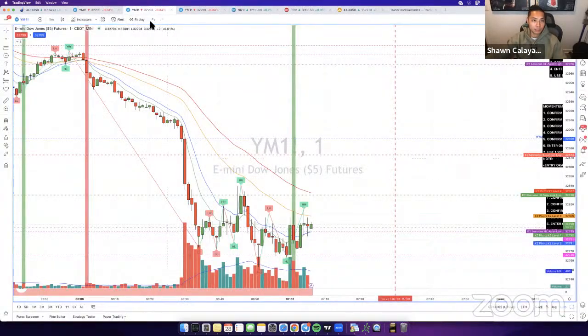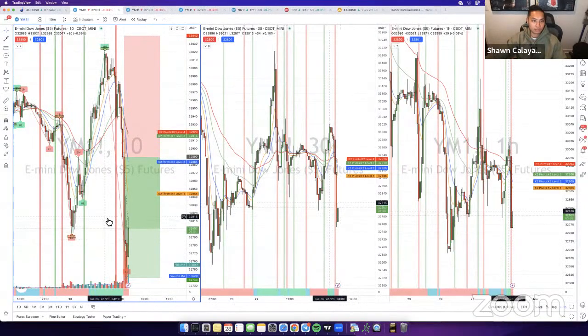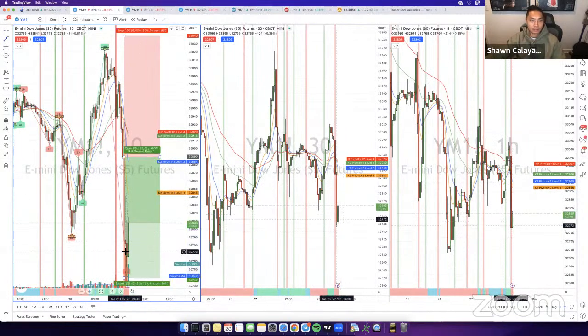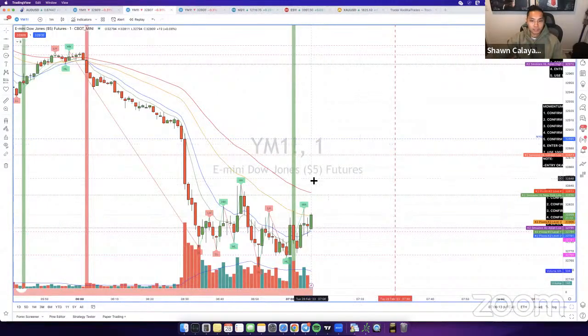I'm not in the position though. I'm just using this as a confluence. So if I'm looking for a sell here, I'm using this as a confluence to show me that, okay, price still has a ways to go until it hits its TP, but I'm not in this position.